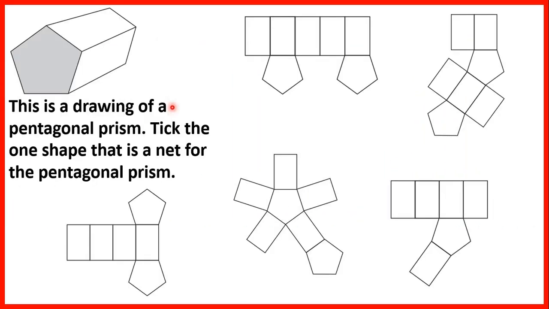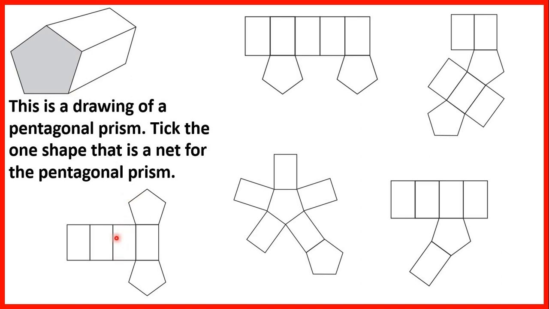This is a drawing of a pentagonal prism. Tick the one shape that is a net for the pentagonal prism. So a prism is a 2D shape that's been stretched out. So with a pentagonal prism, we'll have a pentagon on this end, a pentagon at the other end, and then we'll have rectangular faces connecting them. And we'll have 5 rectangular faces because there are 5 sides in a pentagon.